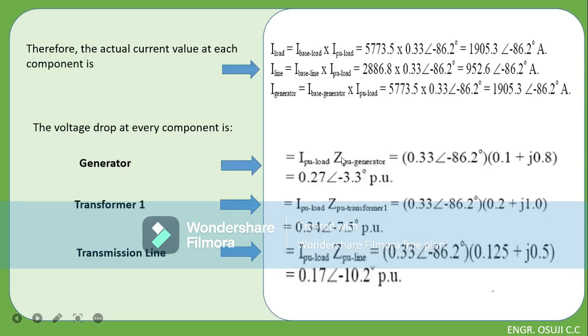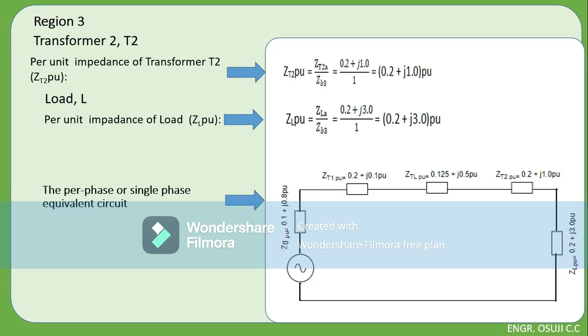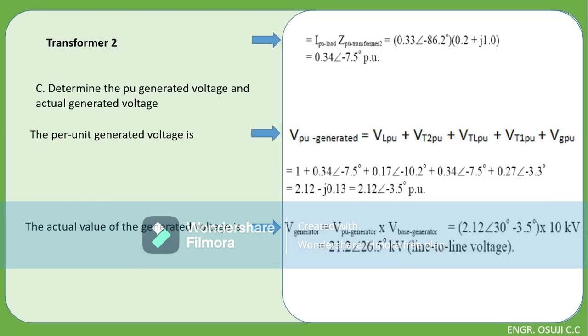Just like we have, I'll take you back to the diagram. So look at this figure again. The voltage generated by this generator will be the voltage drop here plus the voltage drop here plus the voltage drop here plus the voltage drop here plus the voltage drop here, all added together, will sum up to give you the voltage generated from this source.